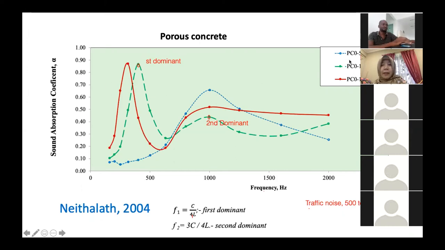Therefore, if we look at these three types, the thickness, it can be seen that if we choose the 50 millimeter, we can reduce at 100 hertz. Okay. So what happened to 500? We still have a problem with the 500, right? Because the maximum from traffic noise is from 500 to 1250 hertz. If we choose, for example, 500, we want 500.